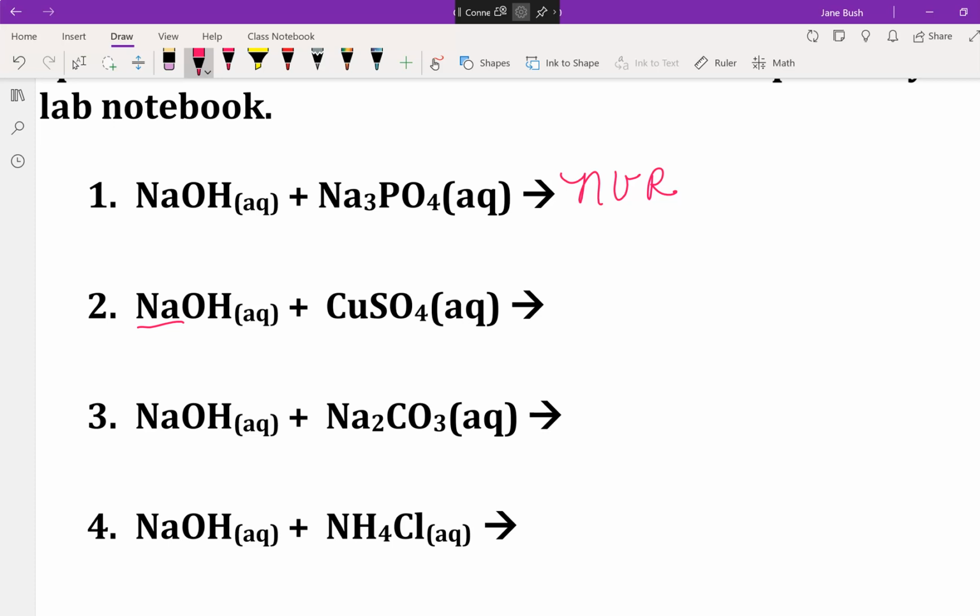All right, iron chloride and sodium carbonate. We're going to have iron 3 carbonate and sodium chloride. We know sodium chloride is soluble. What do you think about iron 3 carbonate? Say it again. Insoluble. Very good.